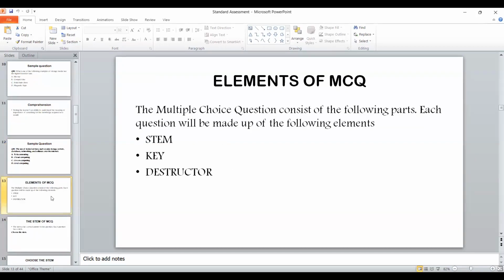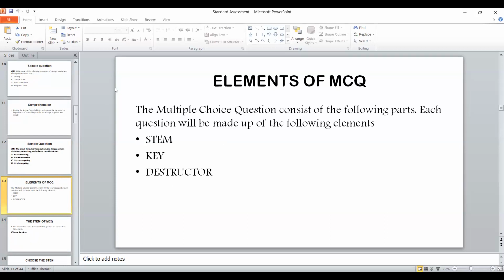Then you go to the elements of the MCQ. This is where we have had the biggest challenge. You don't know how a multiple choice question must be. It must be made up of a stem. It must have a key. It must have a distractor. If these elements are missing, then it is not a good multiple choice question.